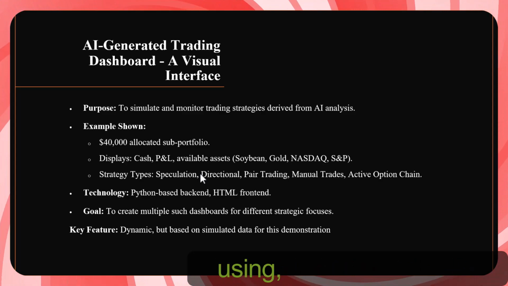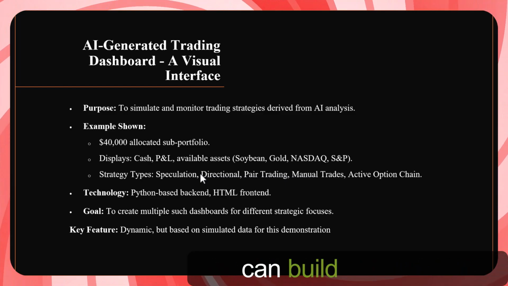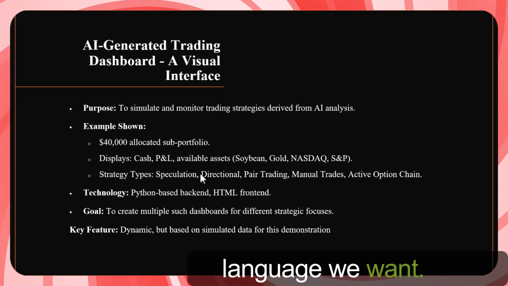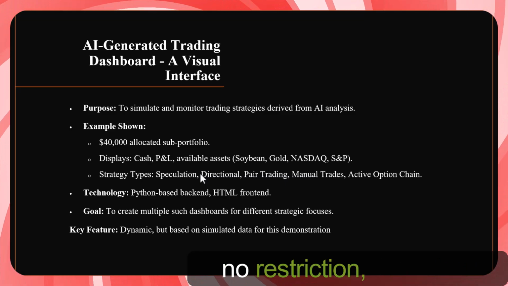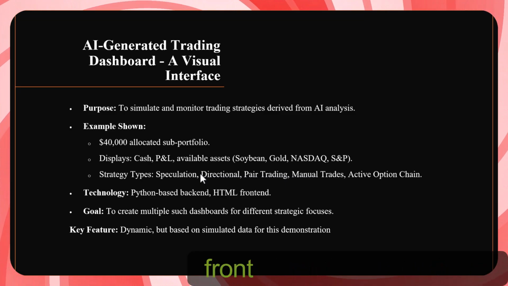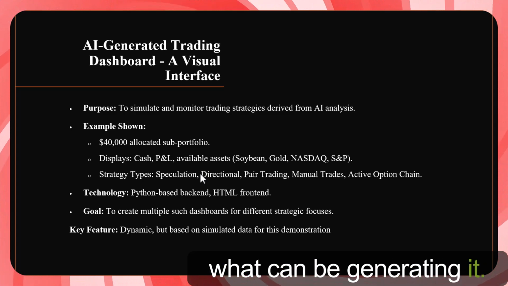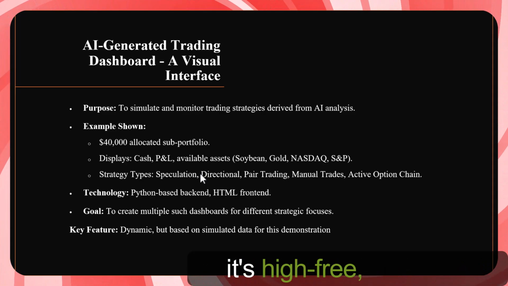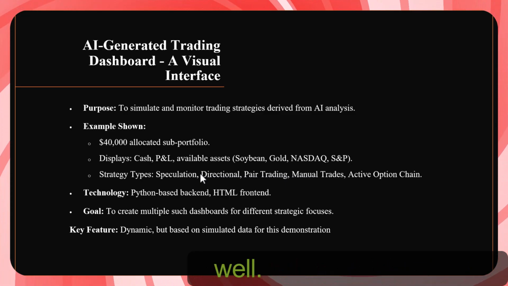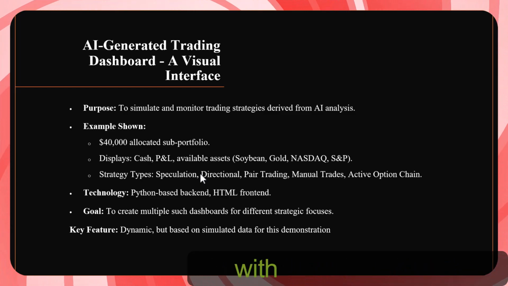So the technology stack we're using typically would be a Python based backend with an HTML front end. We can build this in any language we want. The problem is if it's, say, C++ with no front end, we have no restriction. But some people may want a C++ front end, which then limits what can be generated. So it's better to keep it Python and HTML. But if it's high frequency, yeah, you could do C++ as well with the live trading pieces, connecting into, let's say again, Interactive Brokers via FIX connection, as an example.